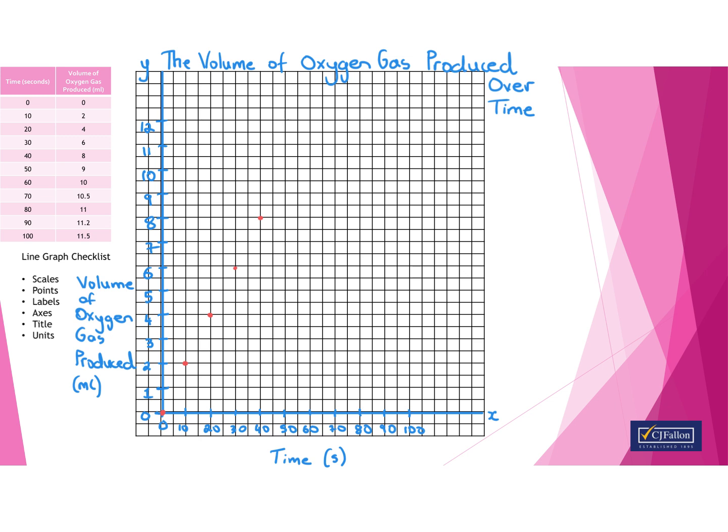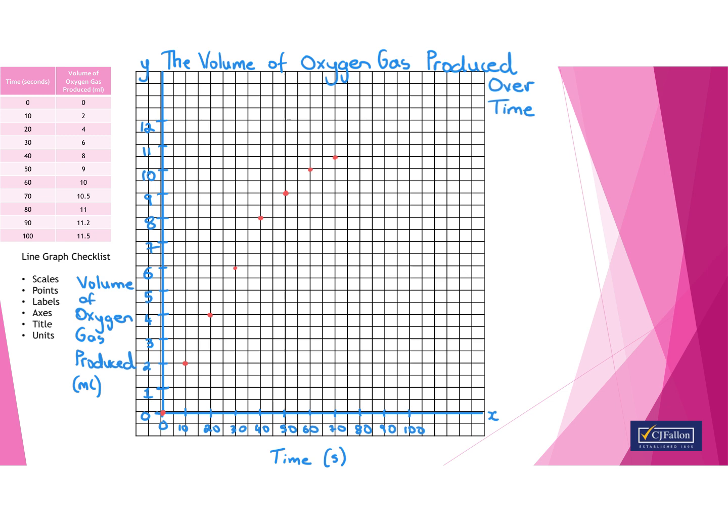At 50, we had 9. So I go across to 50 and up to 9. At 60, we had 10. So I go across to 60 seconds and up to 10. At 70, we had 10.5. So I go across to 70 seconds and up to 10.5 milliliters.